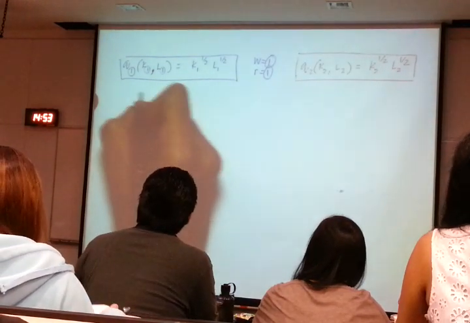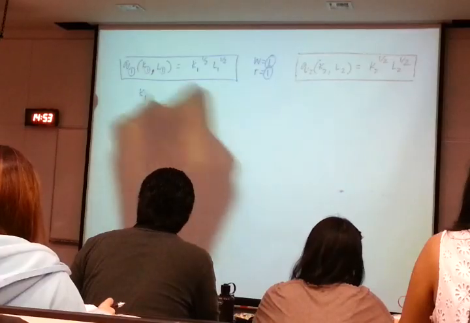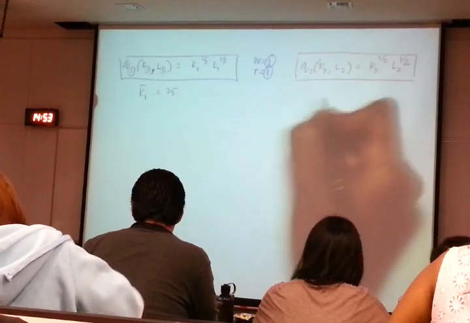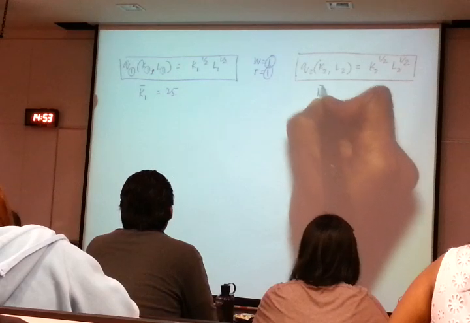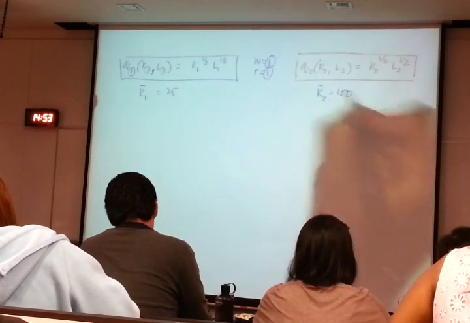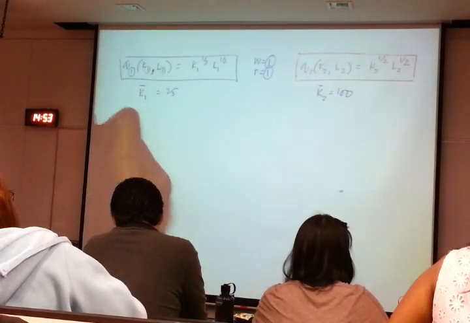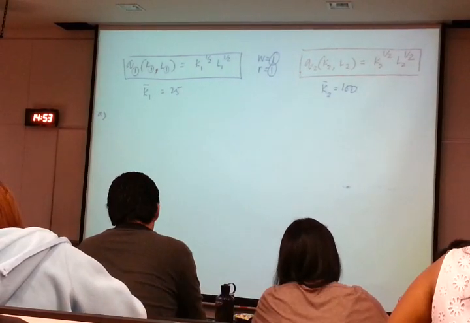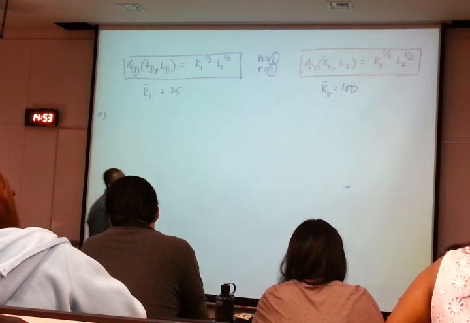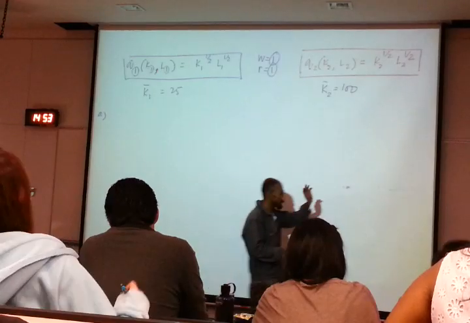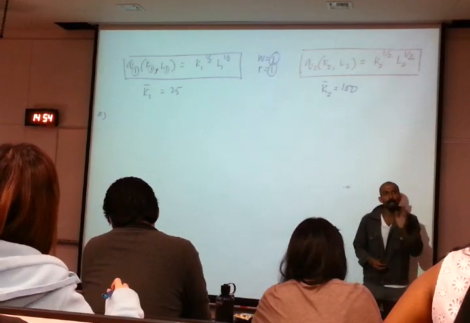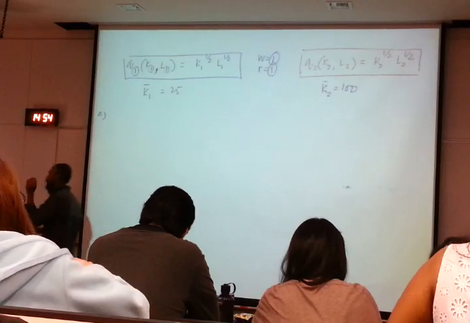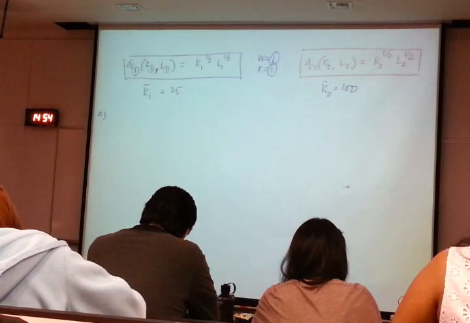So here we go. In the short run, I am told plant 1, the capital level is fixed at 25. Plant 2, the capital level is fixed at 100. First part of the question. Using short run costs, how would the firm, in the short run, divide its output between the 2 plants?